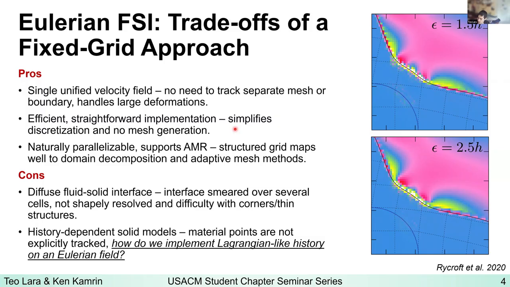And there are also a few trade-offs that are relevant. First of all, like I mentioned, there is this diffuse fluid-solid interface, right? Instead of having a sharp fluid-solid boundary, your interface is smeared over several grid cells, right? So you don't have this sharp resolution.